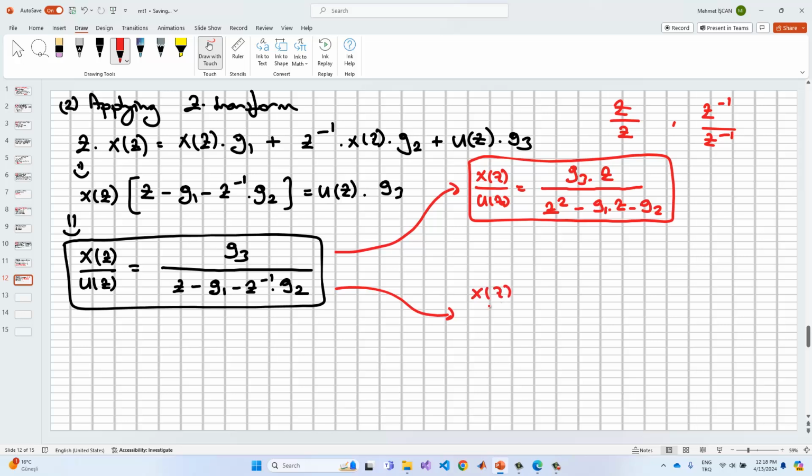X(z) over U(z) is equal to the g3 times z to the minus 1, and 1 minus g1 z to the minus 1 minus g2 z to the minus 2. Okay.